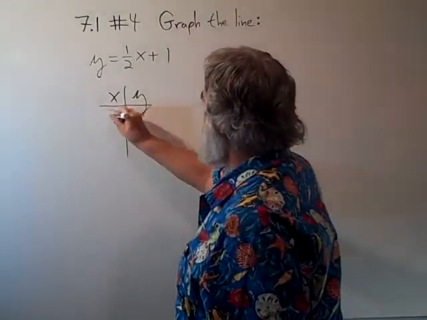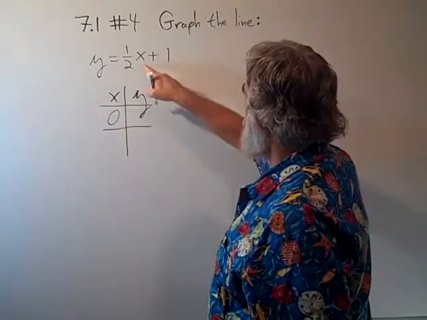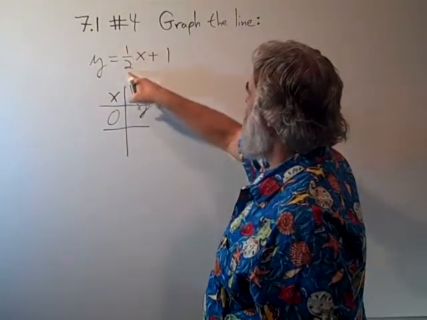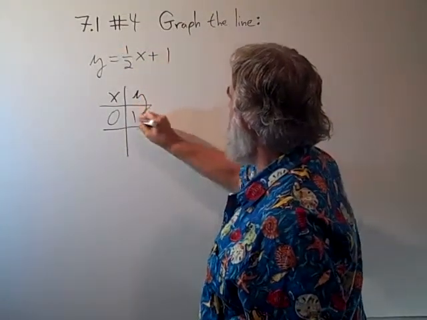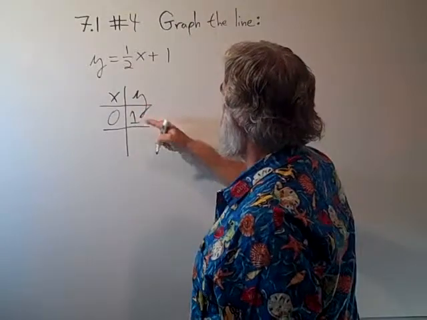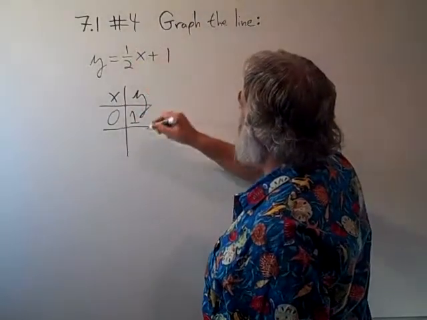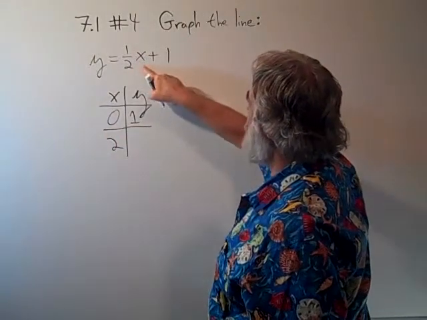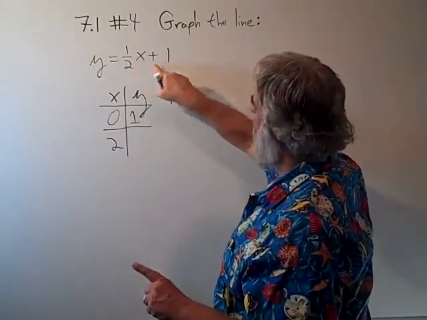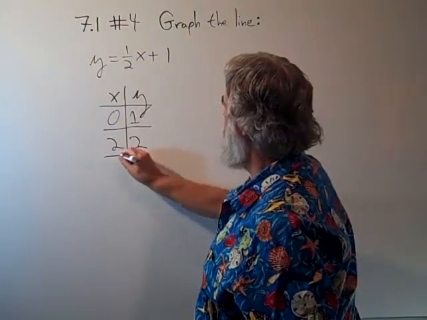Now often 0 is a nice one to plug in for x, because if x is 0, then y is equal to 0 plus 1, which is 1. So if x is 0, y is 1. And let's try x equaling 2, because a half of 2 is 1, and then 1 plus 1 adds up to 2.